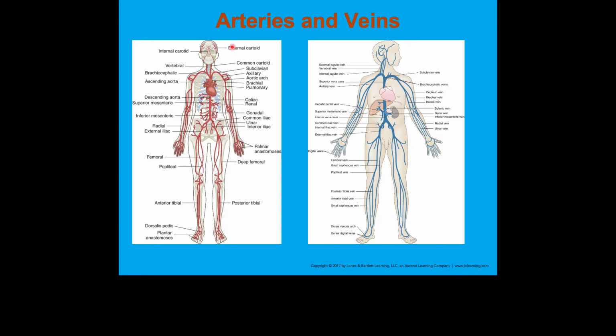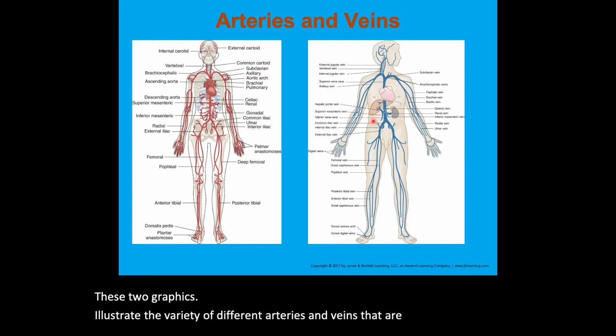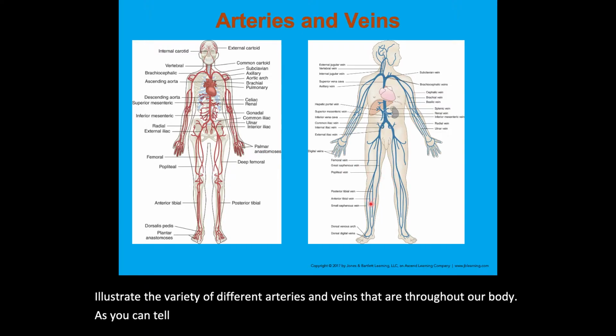Let's take a look at our arteries and veins. These two graphics illustrate the variety of different arteries and veins that are throughout our body. As you can tell, there's a lot for each part of the circulatory system.